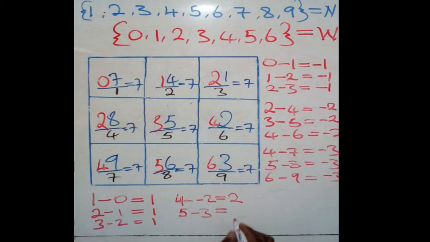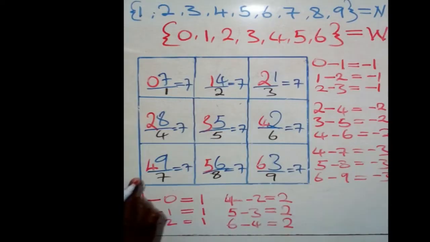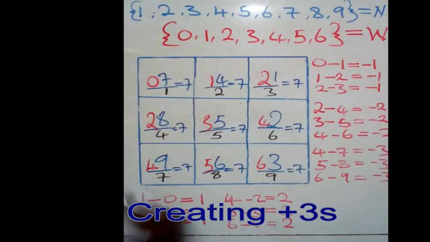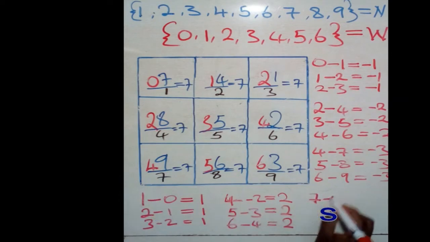5 minus 3 is equal to positive 2. 6 minus 4 is equal to positive 2. If we use this row, we say 7 minus 4 is equal to positive 3.